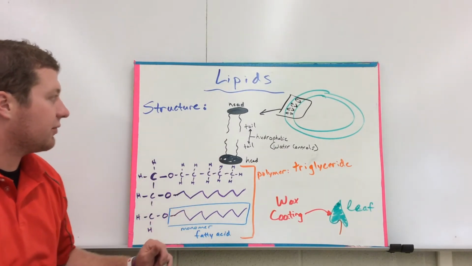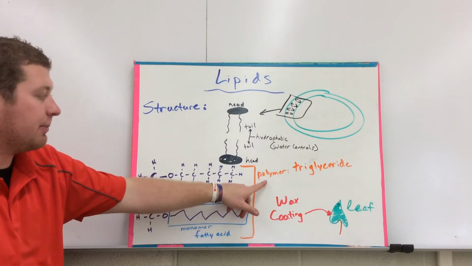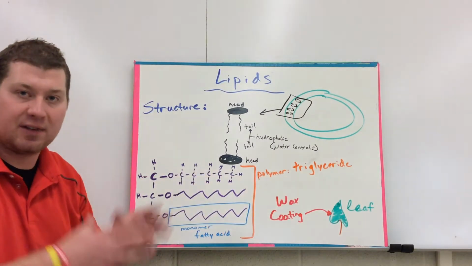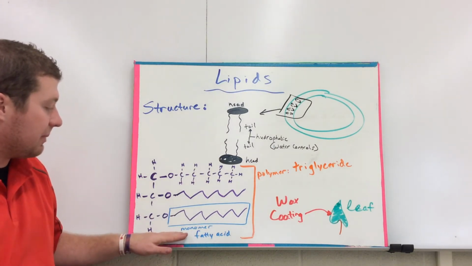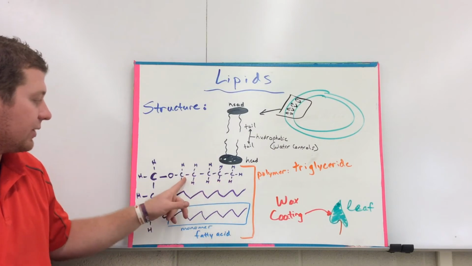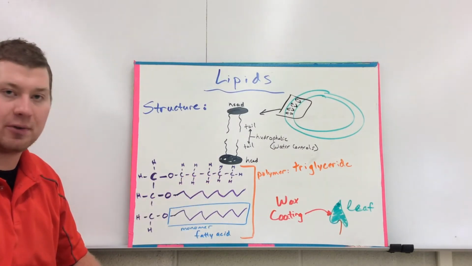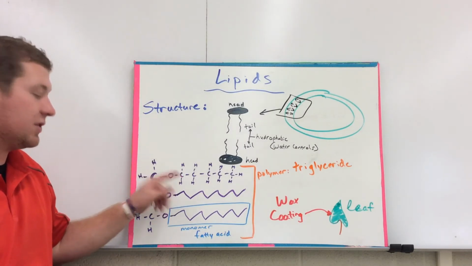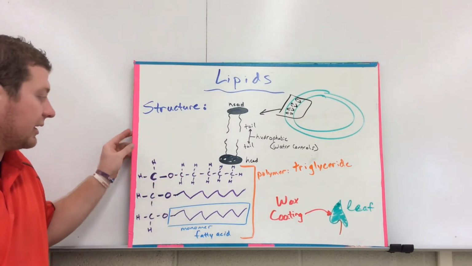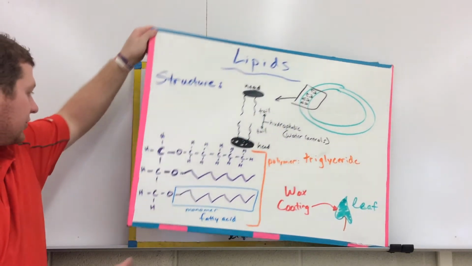The chemical structure for lipids looks like this. The polymer portion of it is called a triglyceride. That's the longer chain piece. Each monomer unit is called a fatty acid. And a fatty acid looks something like this, where you have carbon and a whole bunch of hydrogens that surround it. That's the general structure for a lipid, just carbon and hydrogen. So that's kind of the basis for the structure here.